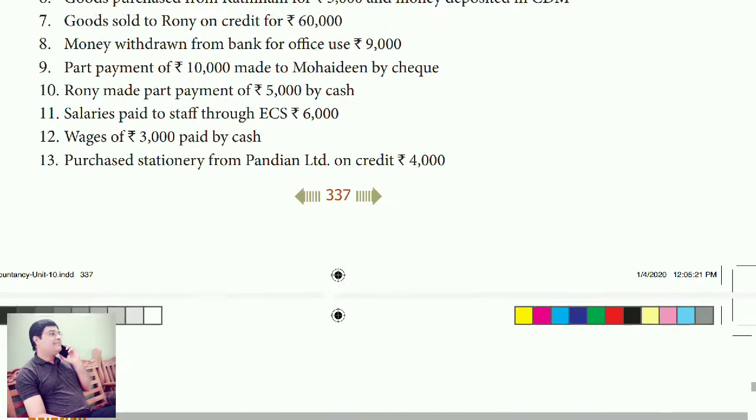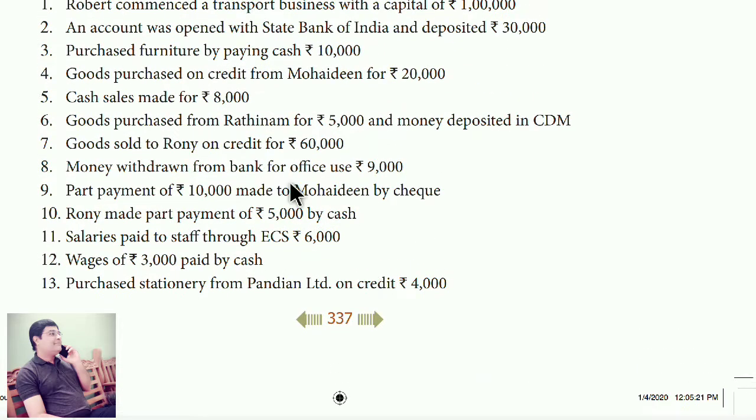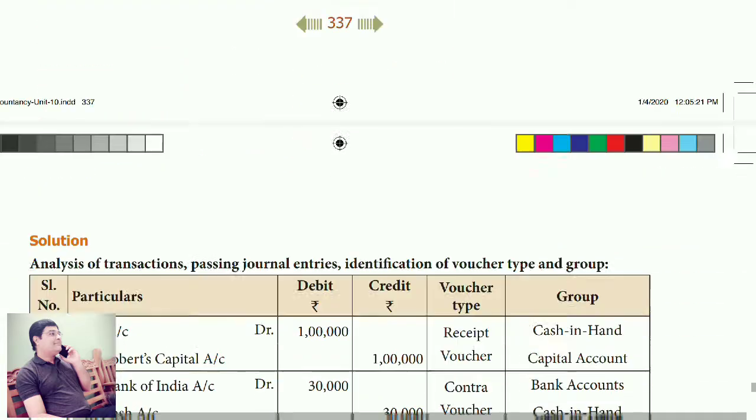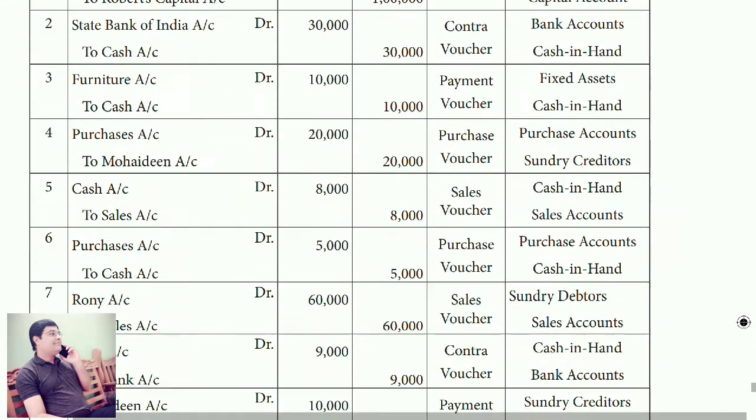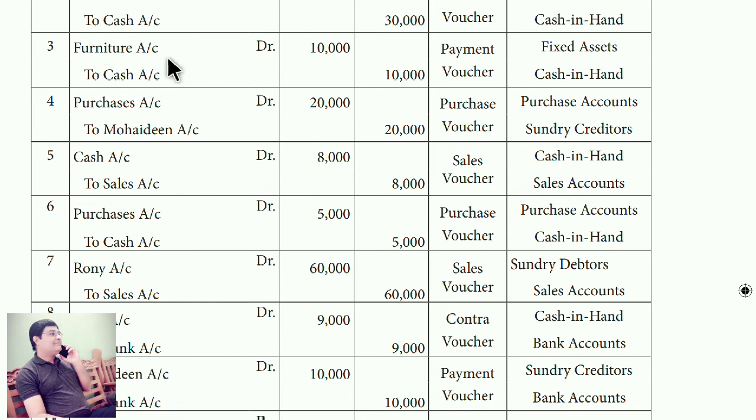Next, question number 3. Purchase furniture by paying cash. You purchase furniture. What comes in? Furniture comes in. What goes out? Cash goes out. So furniture is debited, whatever comes in. Furniture account debit to cash account, 10,000. Which type is it? Payment voucher, because we are making the payment by purchasing the furniture. Furniture is a fixed asset. Cash will come under cash in hand.